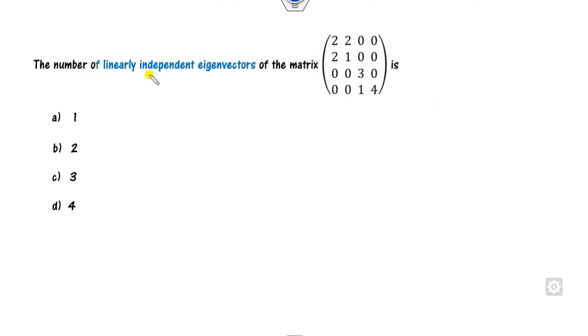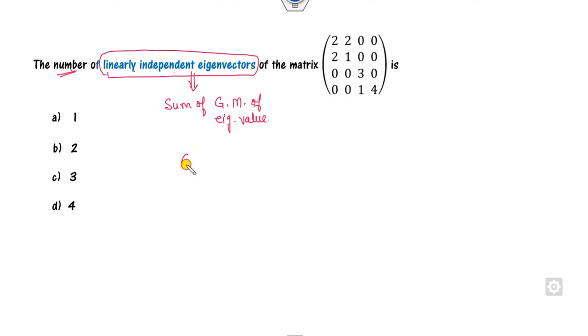Okay, sum of the linearly independent eigenvectors. Now remember this part. Whenever there is a question related to the number of linearly independent eigenvectors, that means you have to find the sum of the geometric multiplicity of the eigenvalues. How do you find the geometric multiplicity? That means this is the dimension of the kernel of A minus lambda I.